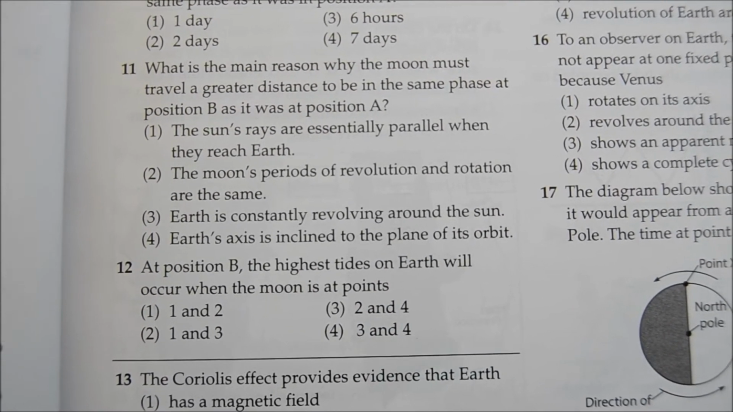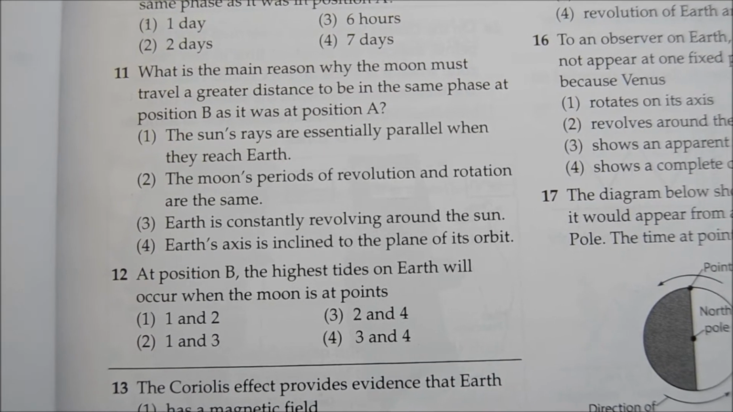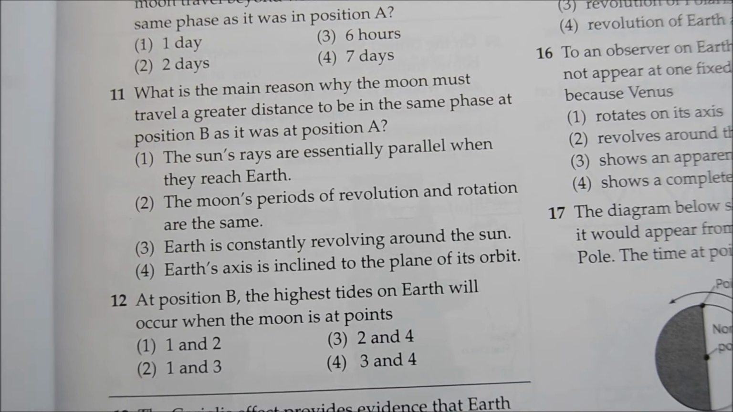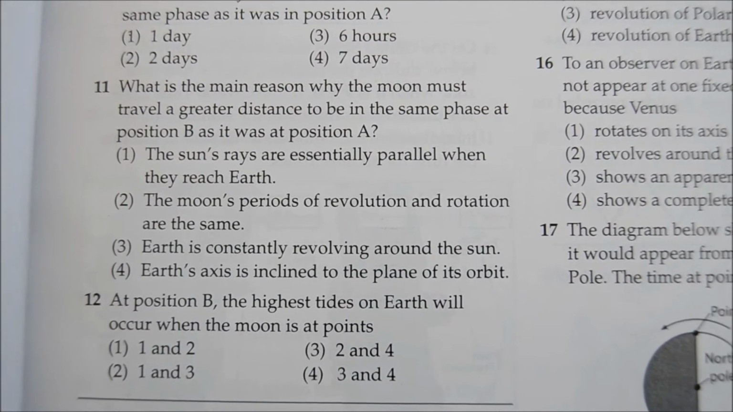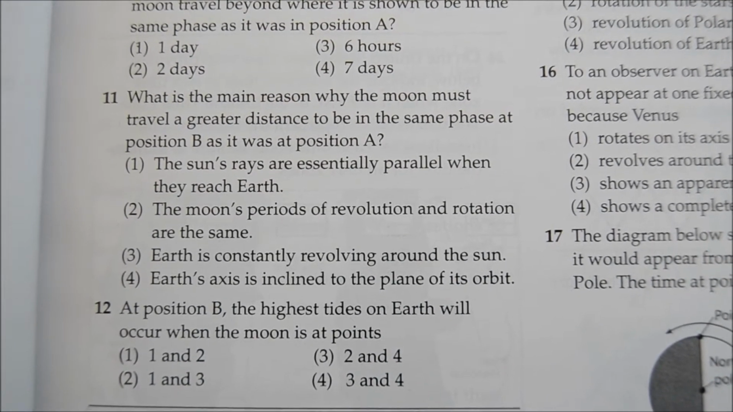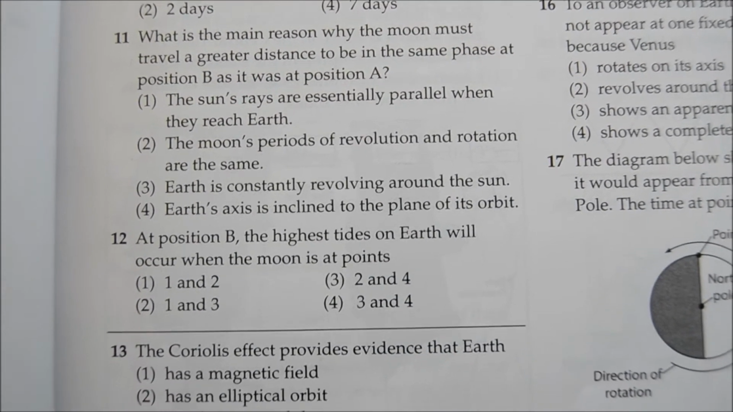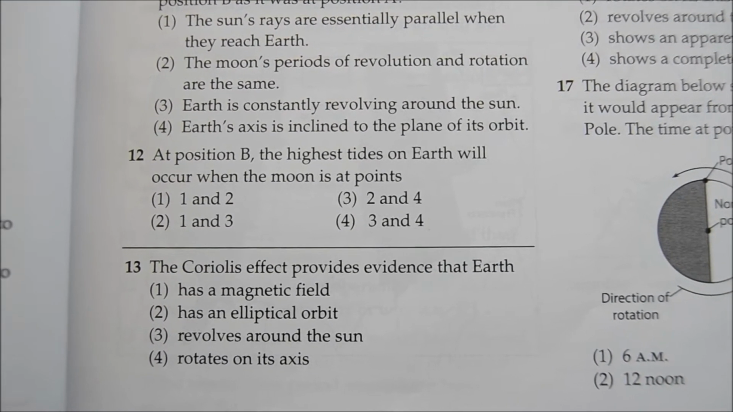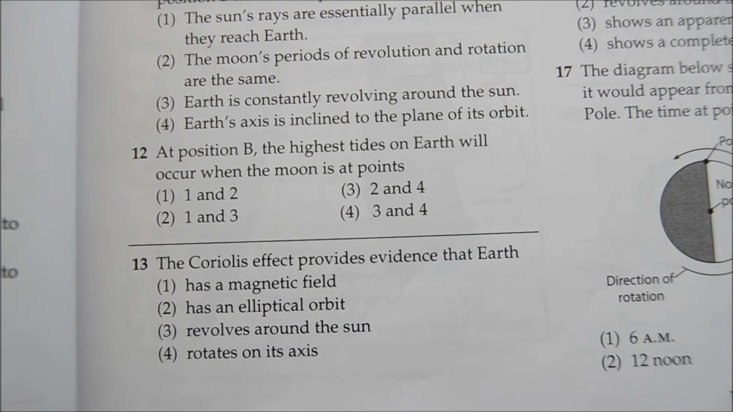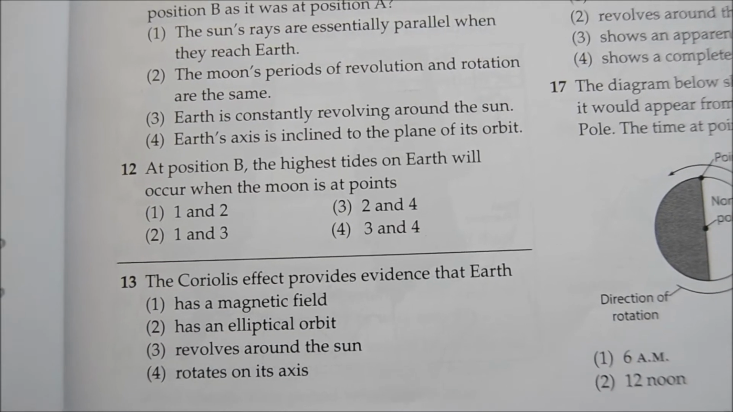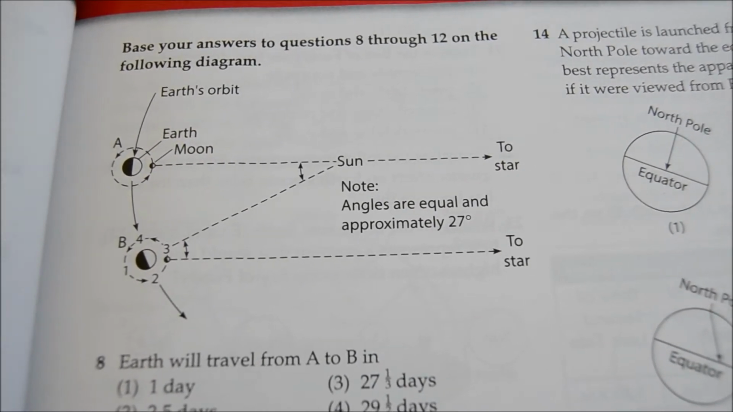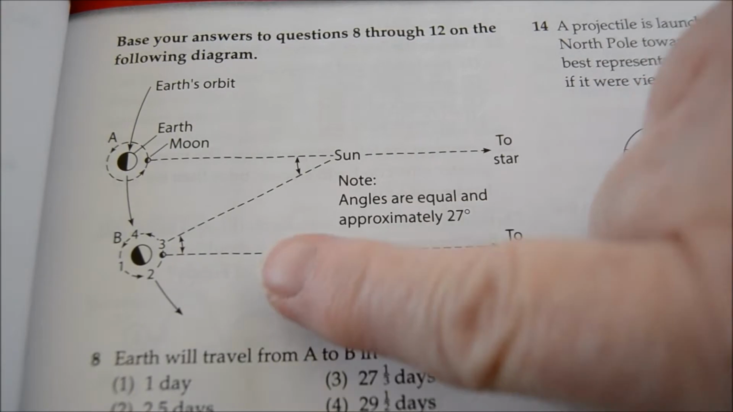Number 11. What is the main reason why the moon must travel a greater distance to be in the same phase at position B as it was in position A? And that's because the Earth is constantly revolving around the sun, so it takes that extra little time to catch up. Number 12. At position B, the highest tides on Earth will occur when the moon is at its positions. So I need a high tide, new or full moon, correct? So with that one, I need the moon and the sun being either in the same plane or same angle. So that would be 1 and 3.